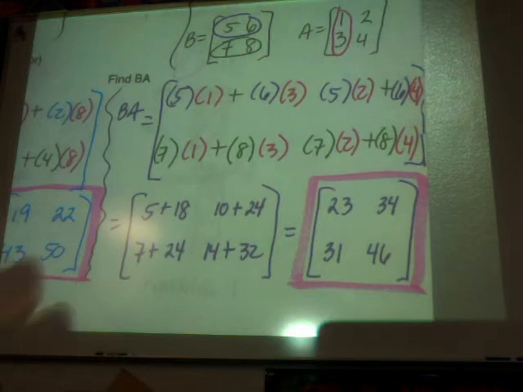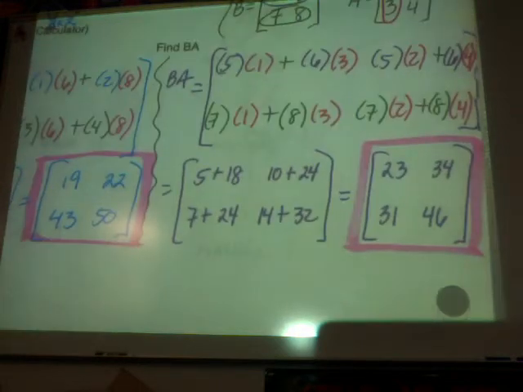Did I get the same matrices? No. So multiplication of matrices is not commutative. Now, of course, if I had the same matrix times itself, if A and B had the exact same elements in there, then it would be, but then you really are doing A squared, right? Or B squared.